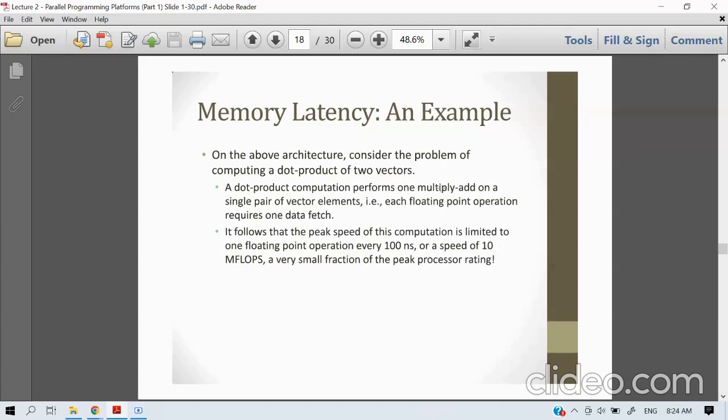On the above architecture, consider the problem of computing a dot product of two vectors. A dot product computation performs one multiply-add on a single pair of vector elements. For example, each floating point operation requires one data fetch. It follows that the peak speed of this computation is limited to one floating point operation every 100 nanoseconds, or a speed of 10 MFLOPS, a very small fraction of the peak processor rating.